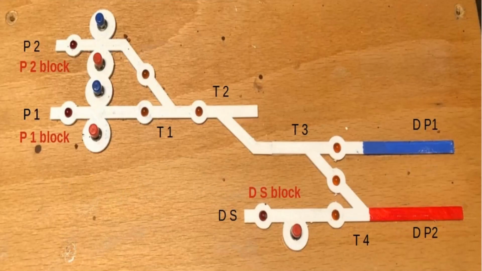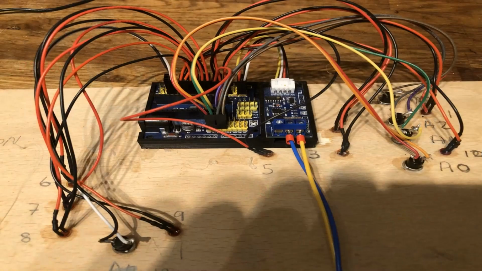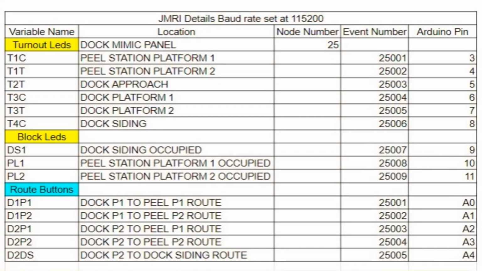In the last layout video update in week 1, I showed the simple Arduino Nano Mimic panel which is working well on the layout. Today I want to take a quick look at the tables that are required to be set up in JMRI for this to work.